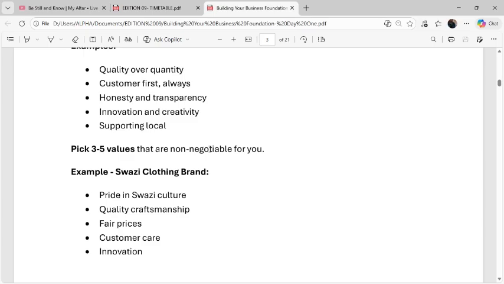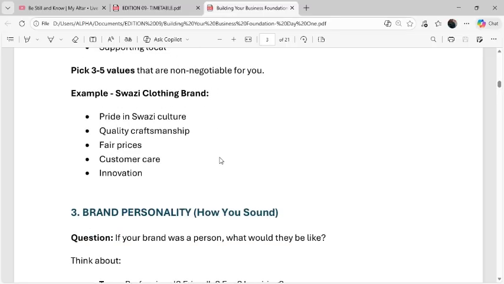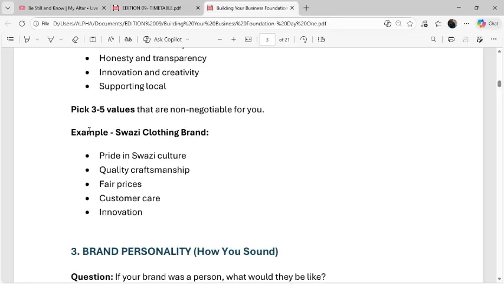So now you need to pick at least 3 to 5 values that are non-negotiable for you. Make sure that you stick to them. Let's just look at this example. The Swazi clothing brand. Now, we take pride in what? In Swazi culture. It's quality craftsmanship. It is fair prices. There is customer care. Then there is innovation.